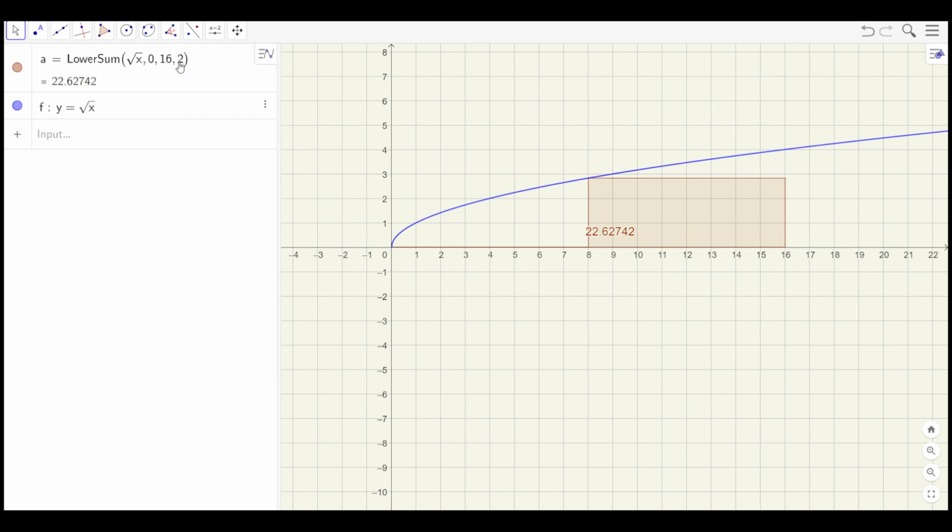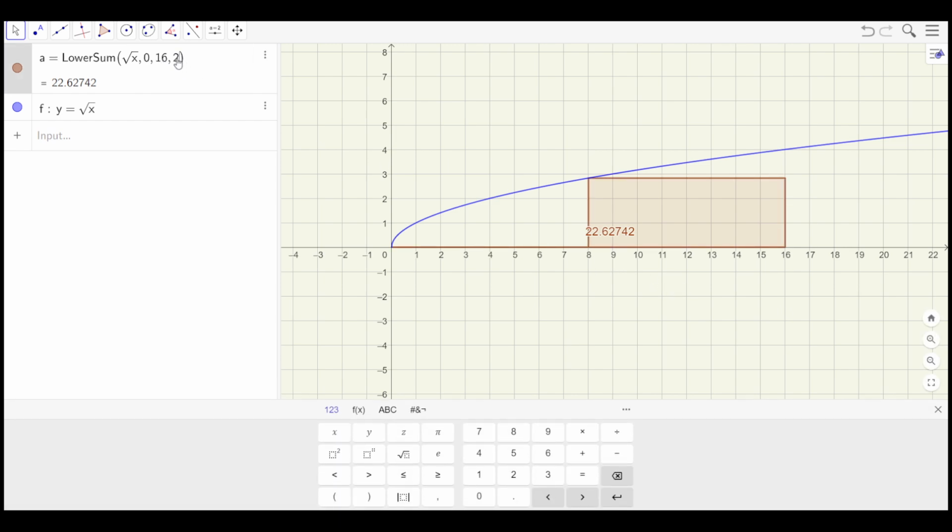When I say I need 2 rectangles, this will divide my interval into 2 pieces, one from 0 to 8, one from 8 to 16. Yes? And I was supposed to take the minimum value of my function on each interval. From 8 to 16, the minimum value is this, so they complete this rectangle. But from 0 to 8, the minimum value is 0. So this is why you see a degenerate rectangle there, yes? Okay, let me go back here and increase the number of rectangles. So for example, let me make the number of rectangles 4. And then do the same thing. So now I have 4 rectangles. By the way, this is calculating the sum of the areas of these rectangles. Yes? And if I make it, I don't know, for example, 8, what is happening?